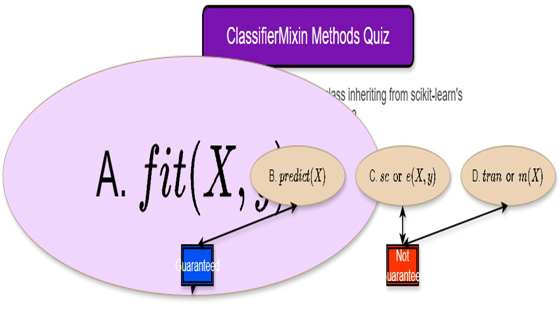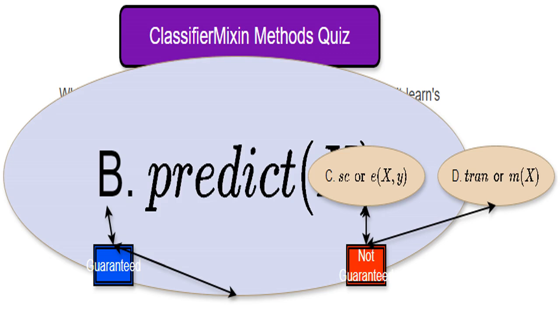Think of it like teaching a dog a new trick. You show it examples, X, and what the desired outcome is, y. Once you've trained your classifier using fit(X, y), you'll use predict(X) to make predictions on new, unseen data. This is the main job of a classifier. This is like asking your newly trained dog to perform the trick you taught it. You give it a situation, X, and it tells you what it thinks will happen.